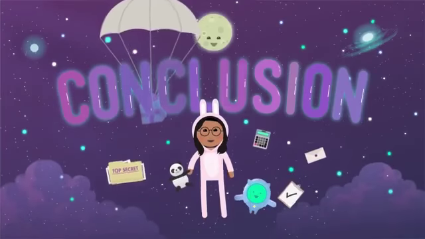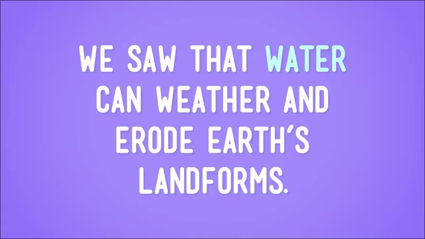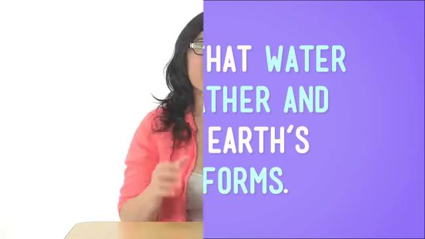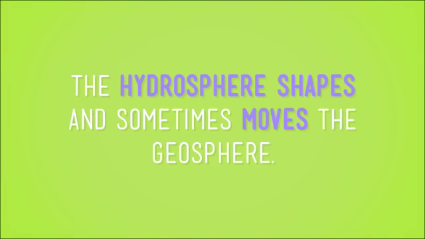So what can we take away from this? Well, we saw that water can weather and erode Earth's landforms, and that's just one example. There are so many others, like floods weathering valleys or glaciers eroding mountains. Let me break it down for you this way. See what I did there? The hydrosphere shapes and sometimes moves the geosphere.